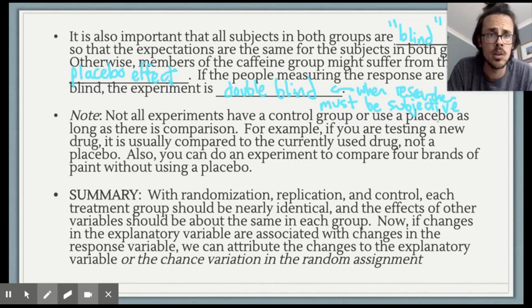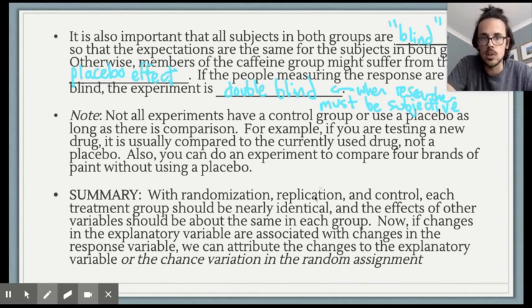An even easier example, let's say I'm testing two kinds of paint and I want to know which one does better and fades less in the rain. I don't have to have a section of pavement with no paint at all before I do my first paint and my second paint. I can just do first versus second. Have to have a comparison. Don't always have to have a group with no treatment at all.